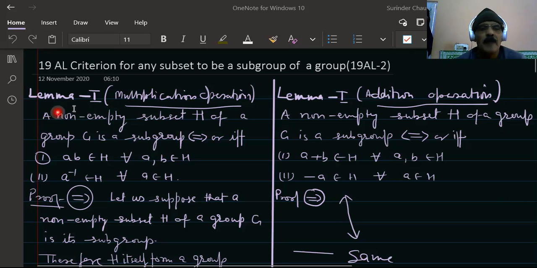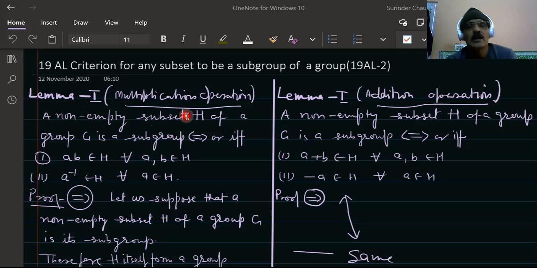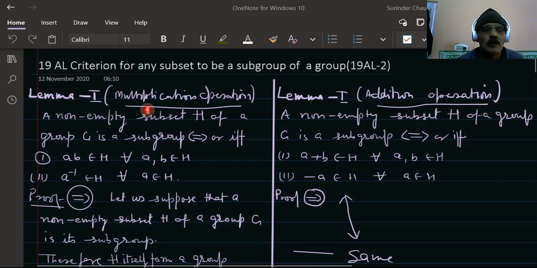Now we'll try some lemmas, lemmas to show for any subset to be a subgroup of a group. A lemma is a theorem which has no relevance to previous study, but will be used for this study. We will prove the lemmas for one binary composition, multiplication, and you will prove them for the addition. The same lemma holds for the addition binary composition.